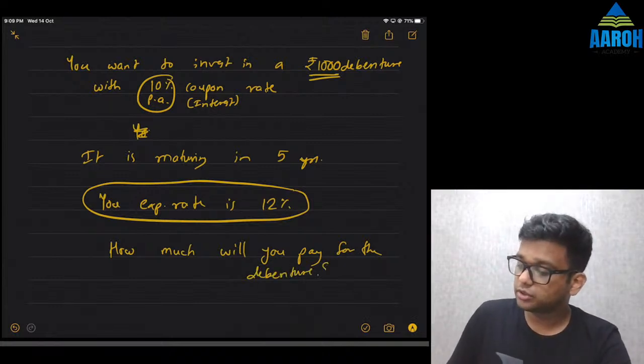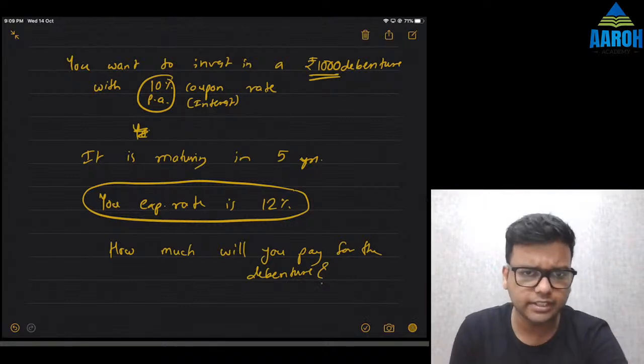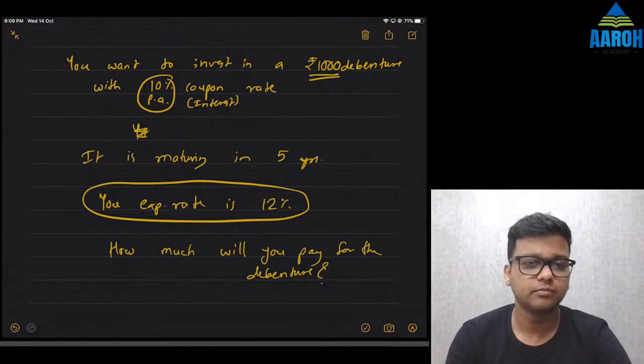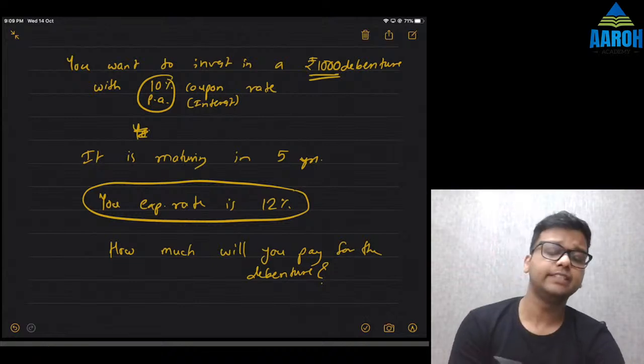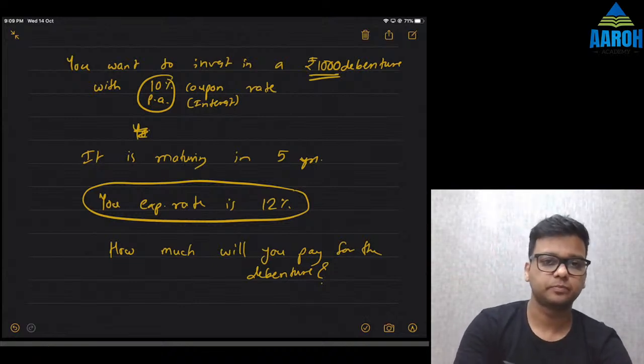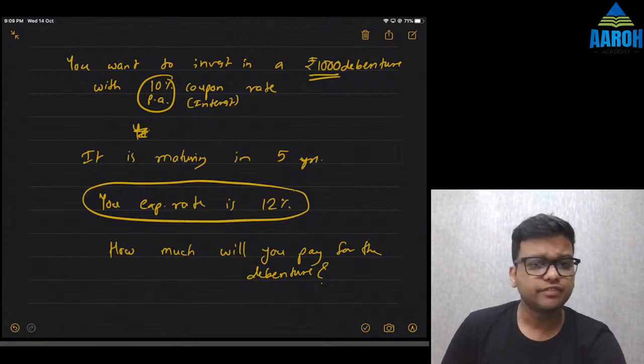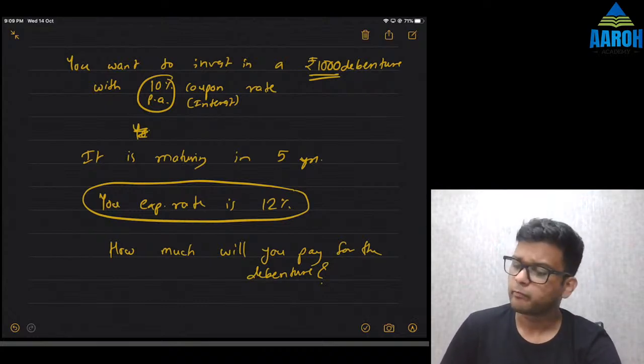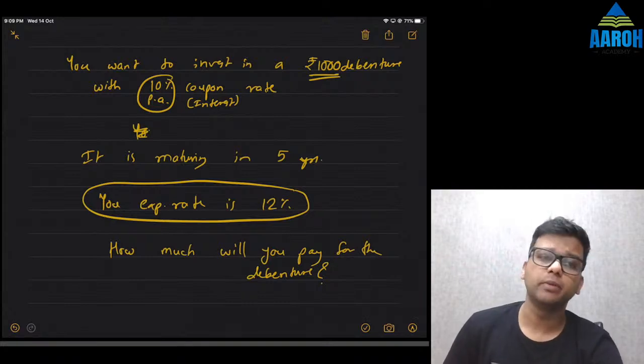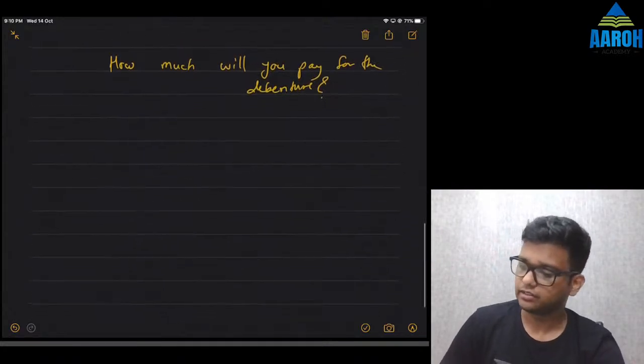Let me know if everyone has understood the question. Question is clear to everyone? If yes, let's see how to solve this now. Consider it carefully now. The debenture is of 1000 rupees, and it is going to give you 10% coupon per annum for 5 years.